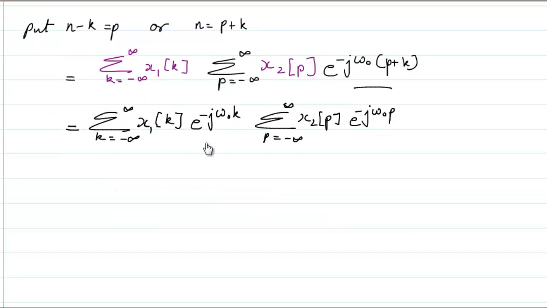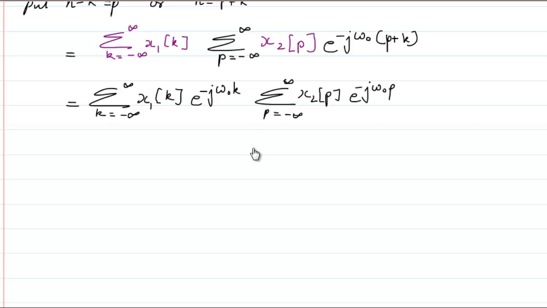What are these? Basically, this is the Fourier transform of x1 of k, whereas this is the Fourier transform of x2 of p. That means only the variable has changed. So this is basically the Fourier transform of x1, so it will be X1 of omega multiplied with, because now it is straight away multiplication here, the Fourier transform of x2 of p or x2 of n, which is capital X2 of omega. So hence proved.